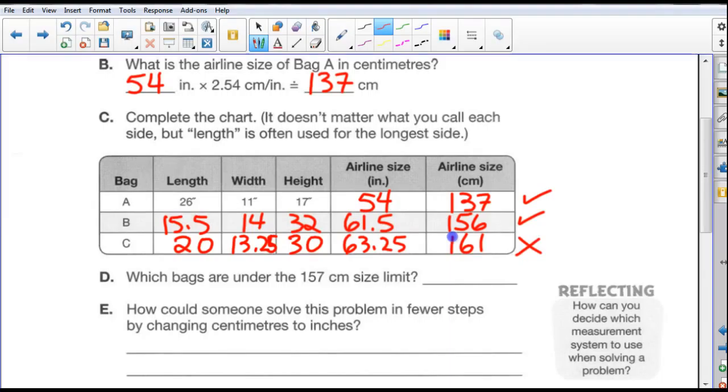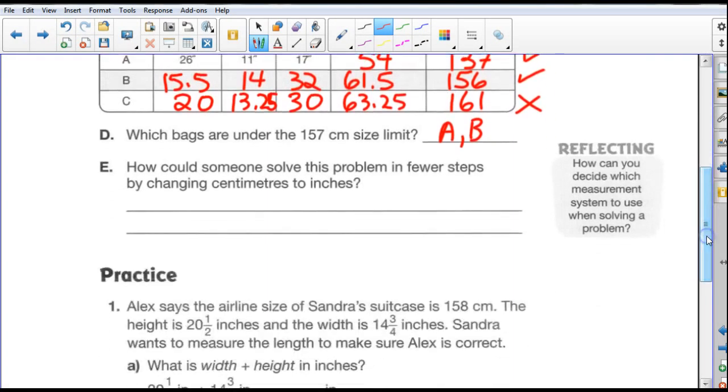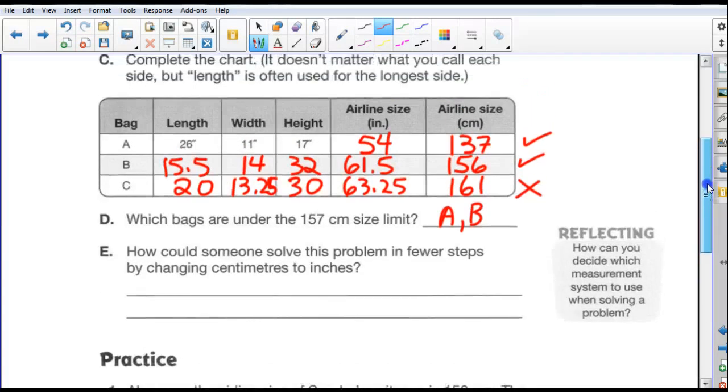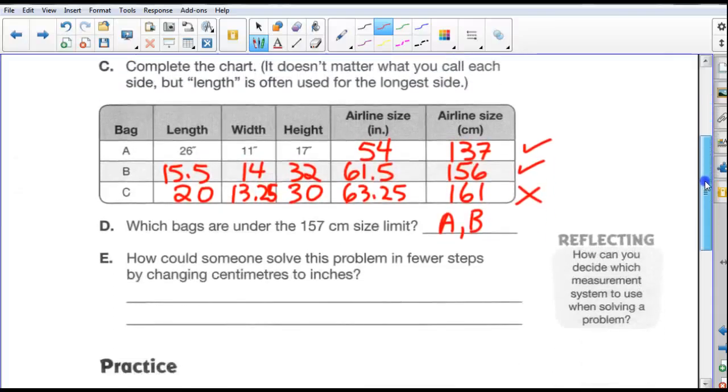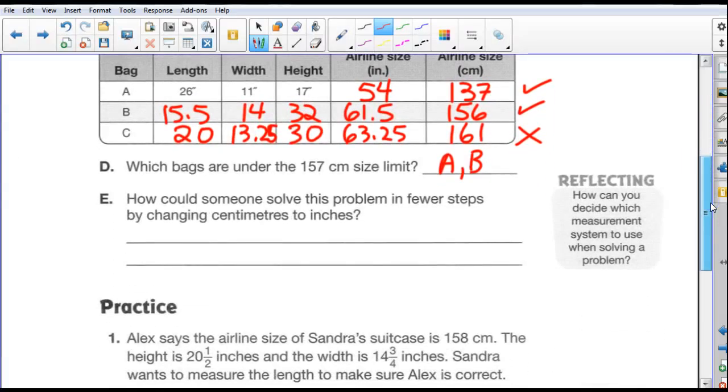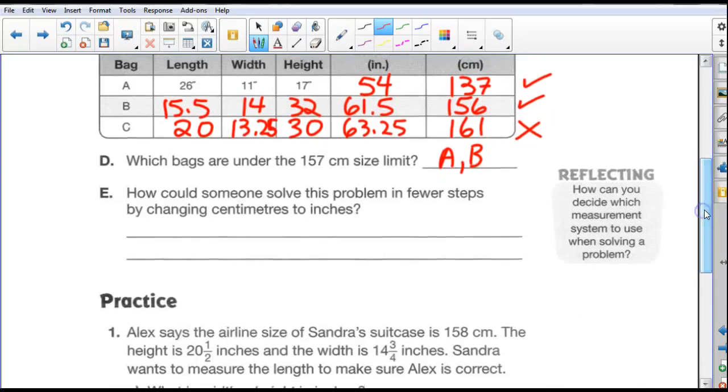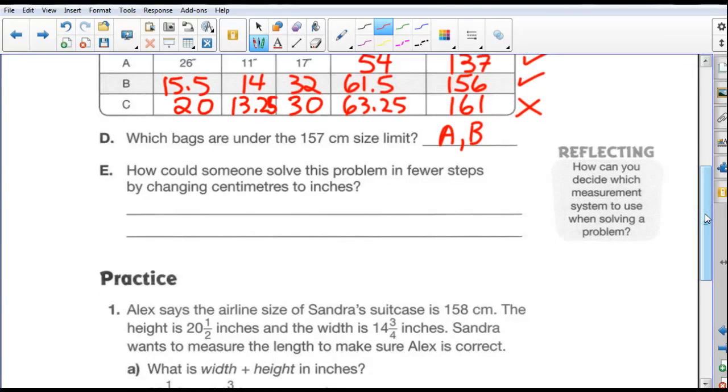Which bags are under the 157 centimeter size? A and B. How could someone solve this problem in fewer steps by changing the centimeters to inches? Well, we could change each length, width, and height to centimeters right away, and then just add them up that way, or we can add them all up in inches and convert it that way. So it doesn't matter where you convert in the process, as long as somewhere you cross over from one to the other. Okay? All right, go ahead and do the practice.